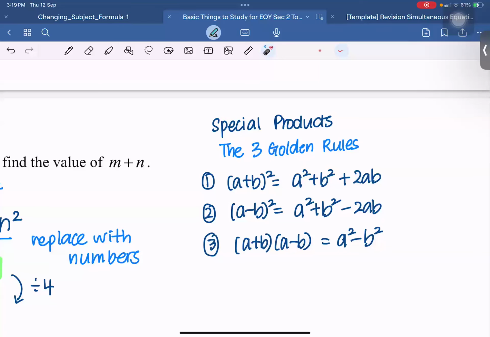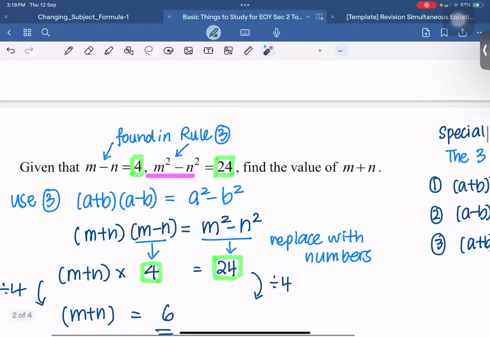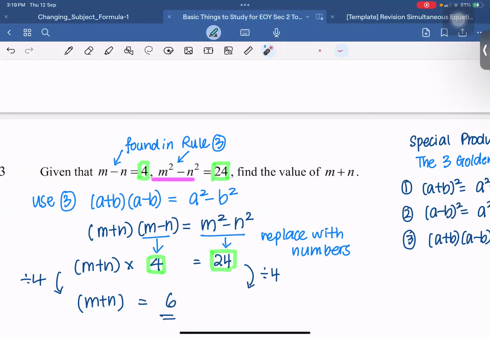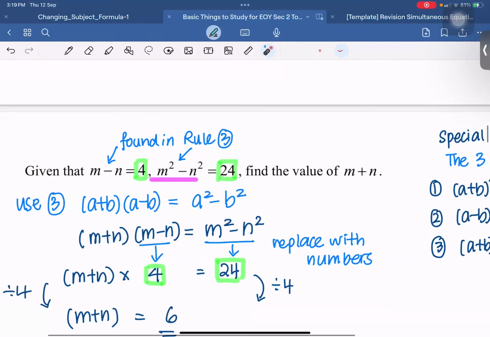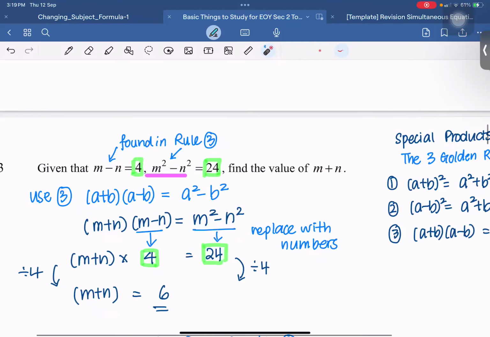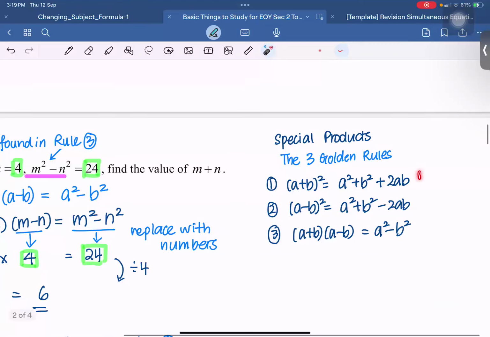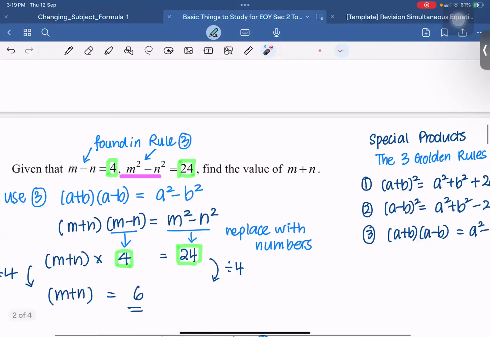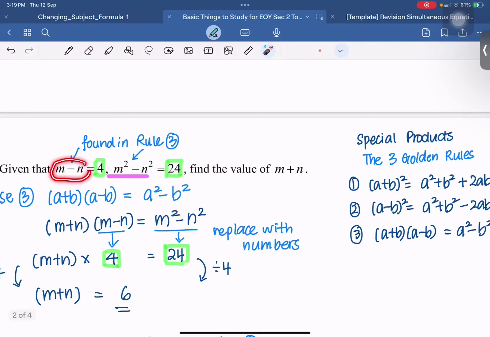Okay, now, how to do this type of question? How do I know when I look at this, I must think of this product that I need to use? What are the things to see? First one, I look at it, n minus n squared, and they give me number, and they give me n plus n. So when I see all this, with a square, I try to think of the 3 golden rules. Then I try to match. N minus n can be found in number 3 and number 2.